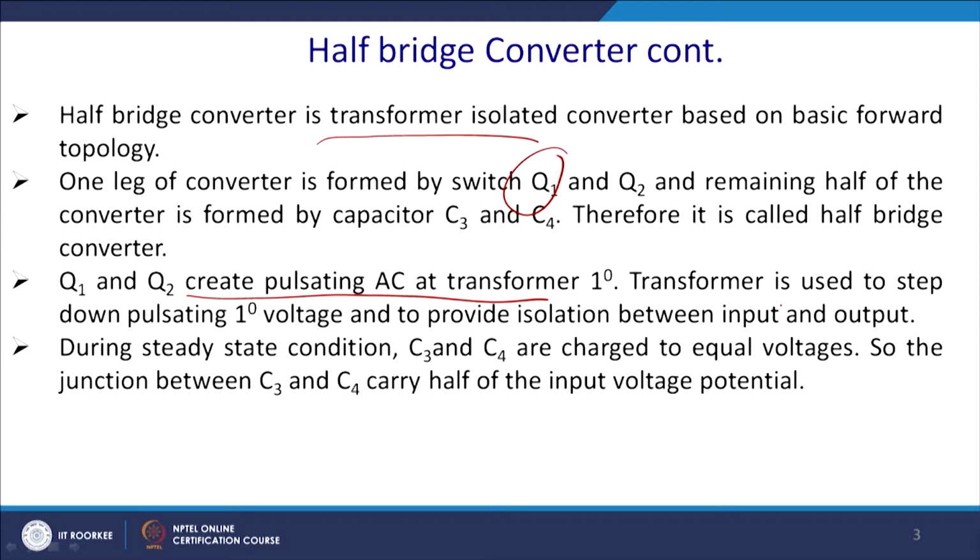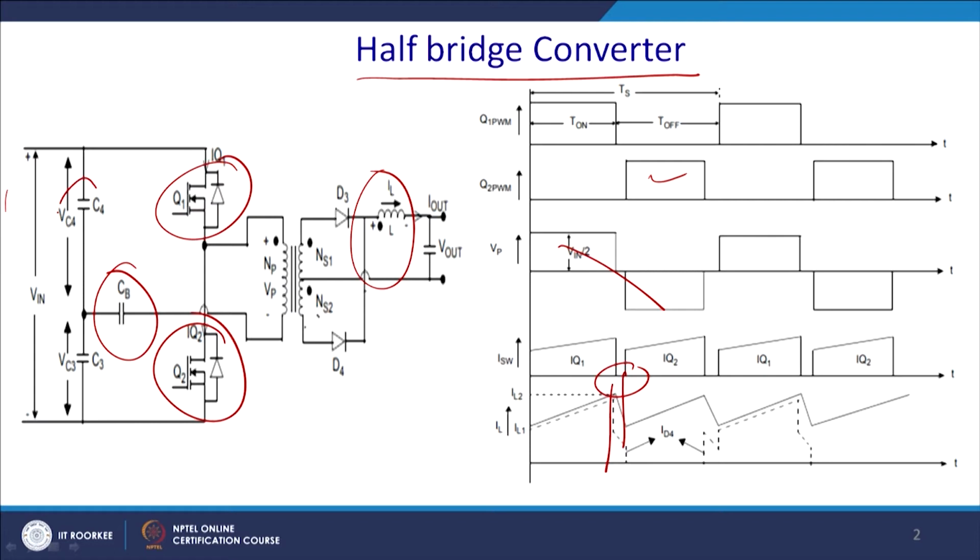The primary transformer is used to step down the pulsating primary winding voltage, and also provides isolation between the input and the output. During steady state condition, C3 and C4 are charged to equal voltages, so that the junction of C3 and C4 carries half of the input voltage potential. That is something you need to remember. These two voltages are equally divided, otherwise you have to provide a potential divider network by connecting a small resistance in series with them.